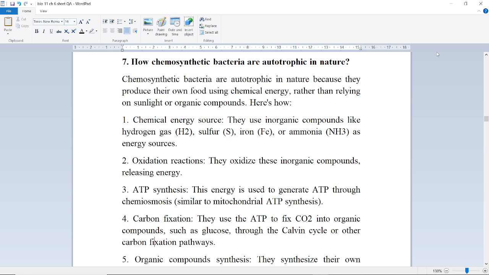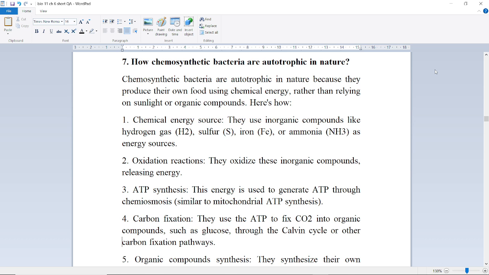Here's how. Chemical energy source. They use inorganic compounds like hydrogen gas, sulfur, iron, or ammonia as an energy source. Oxidation reactions. They oxidize these inorganic compounds, releasing energy. ATP synthesis. This energy is used to generate ATP through chemiosmosis, similar to mitochondrial ATP synthesis.